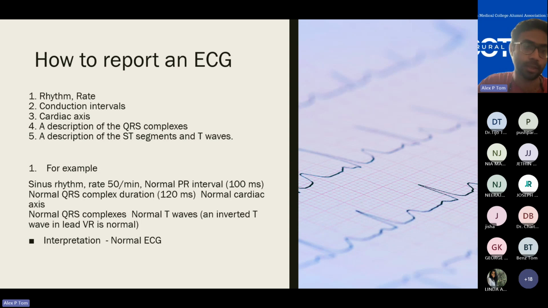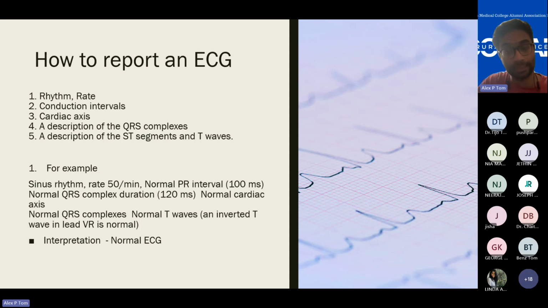You go by rhythm, rate, conduction intervals, look at the cardiac axis, describe the QRS complex, describe the ST segment and T wave, and go in that order. If you remember this checklist, then you won't miss anything. You can just go through each of these things, interpret your findings, and then finally formulate something like that. I've put an example there. You can have a look at that. Something like that would be a very good final interpretation of whatever ECG you're handed.